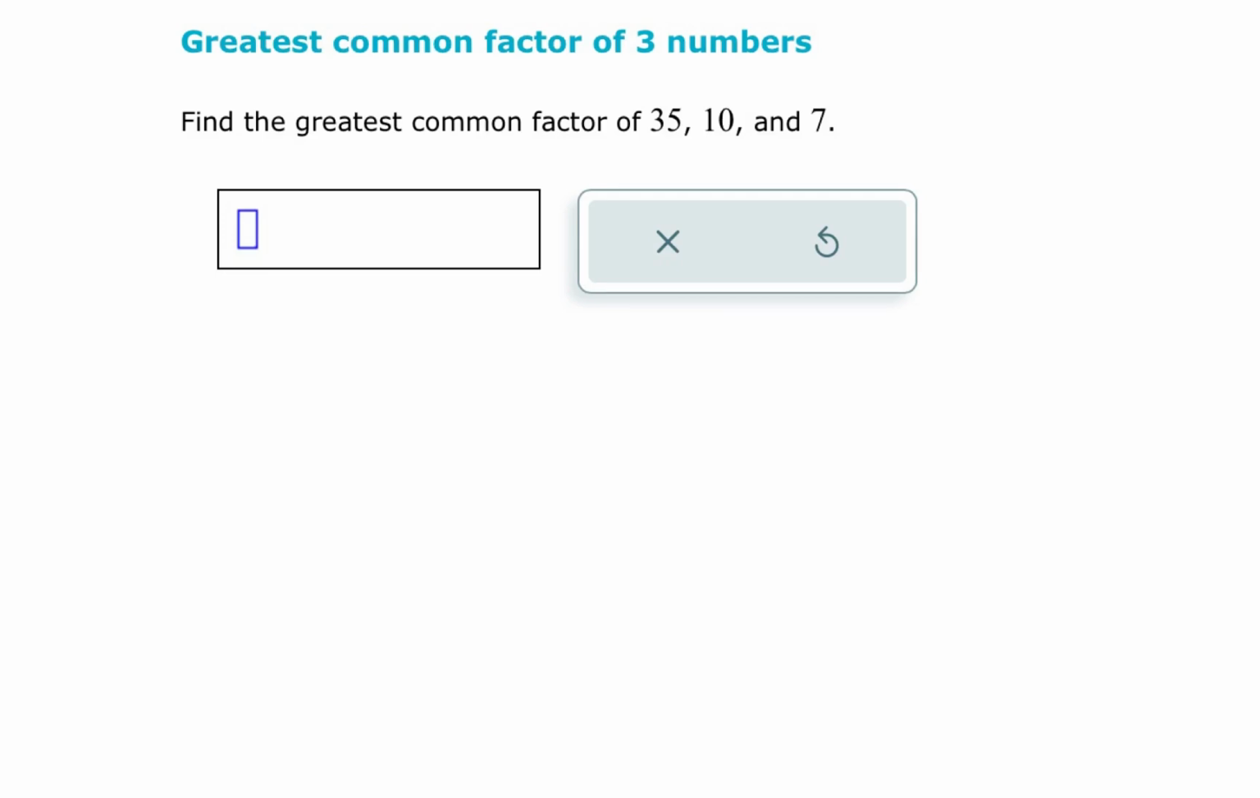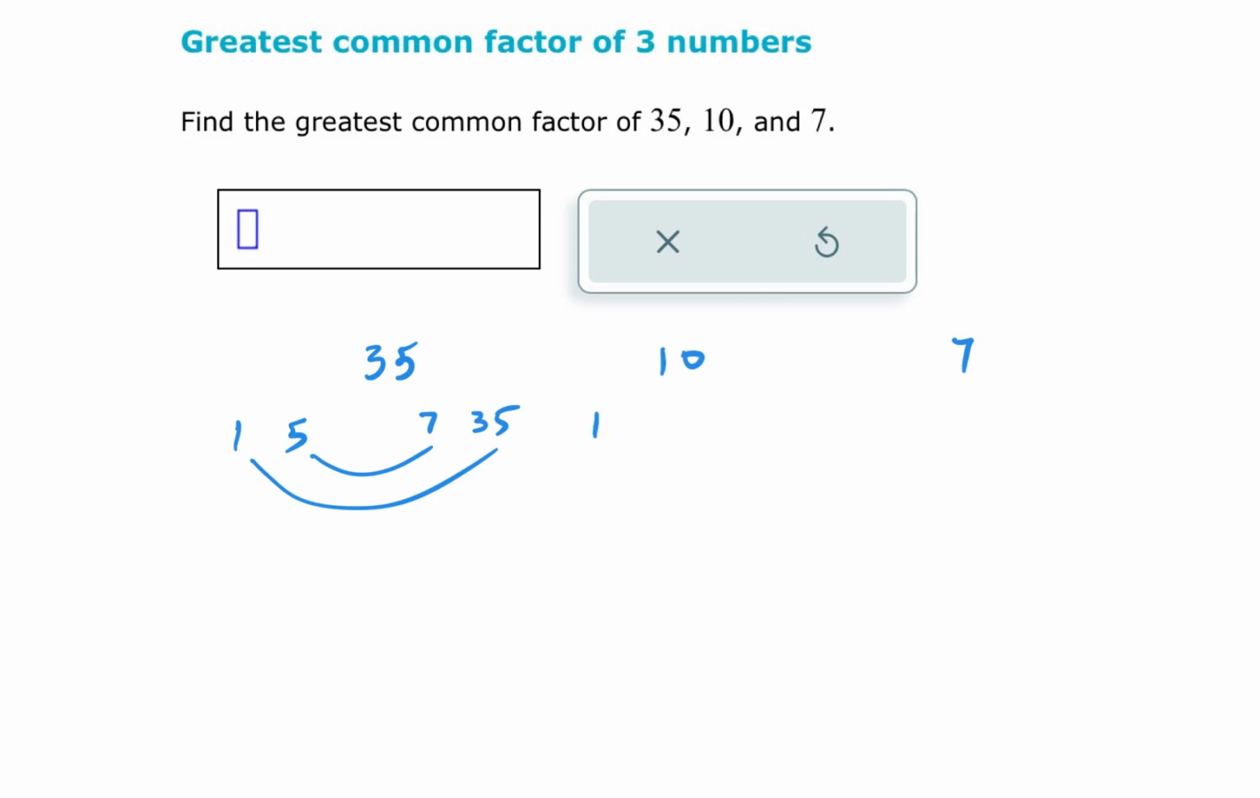This topic is finding the greatest common factor of three numbers. So I'm going to write out all three of my numbers, and what I'm going to do is list the factors of all of my numbers. So factors of 35 are 1 and 35, and 5 and 7, and that's it.